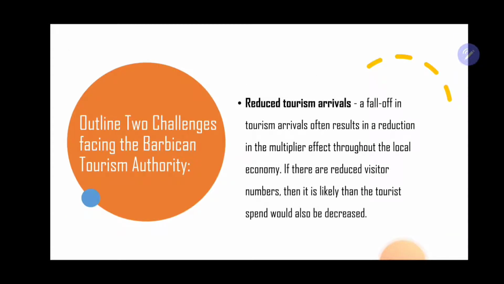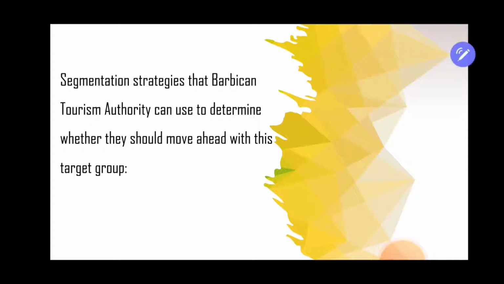Another challenge is reduced tourism arrivals, right? A fall off in tourism arrivals often results in a reduction in the multiplier effect throughout the local economy. If there are reduced visitor numbers, then it is likely that the tourist spending would also decrease.